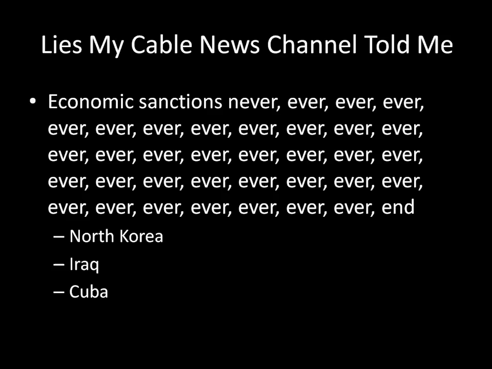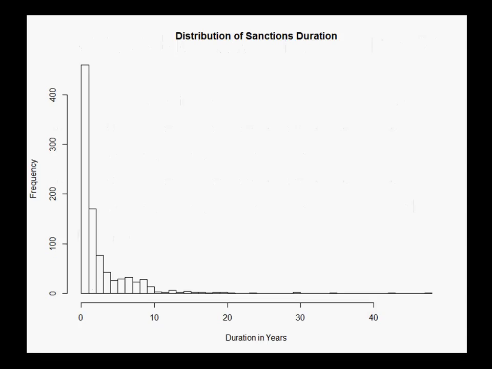North Korea and Cuba have been going on for decades, and Iraq lasted from the end of the Iran-Iraq war all the way until Saddam was thrown out of power. So those sanctions incidences actually did last quite a long time. But as we will see in this graph, those three cases are not at all the norm.